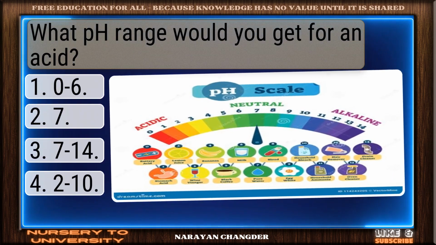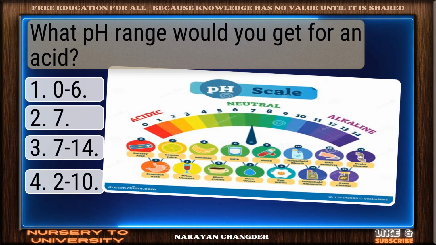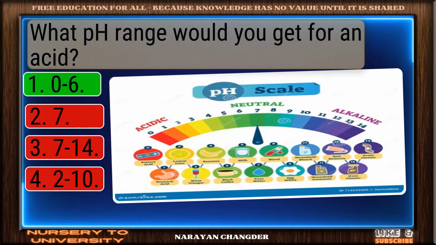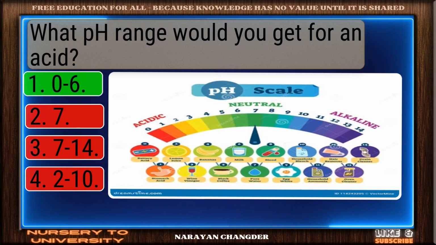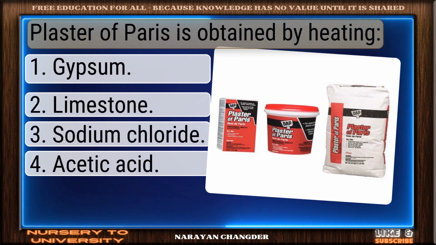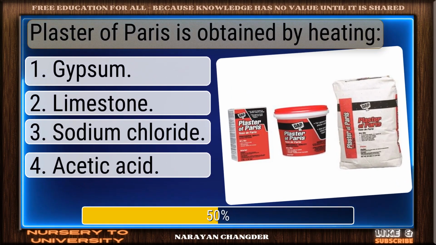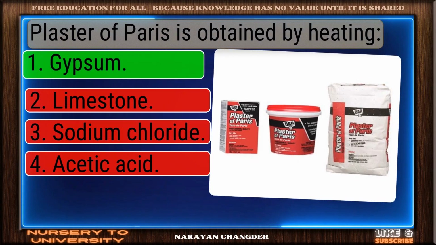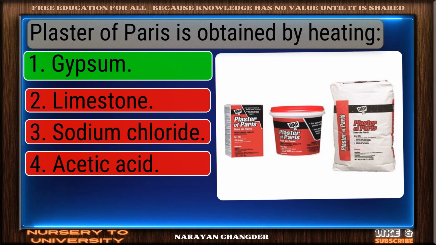Question number 31. What pH range would you get for an acid? Right choice. 0 to 6 is the best answer. Question number 32. Plaster of Paris is obtained by heating. Well reasoned. Gypsum is the correct choice.